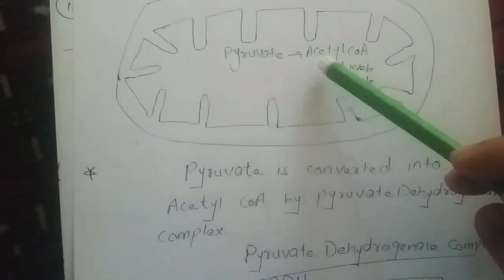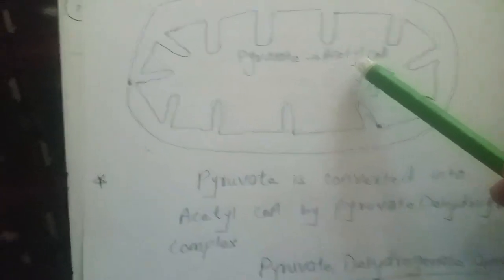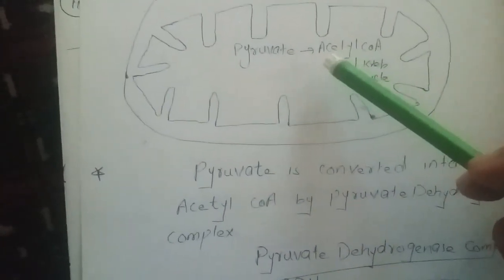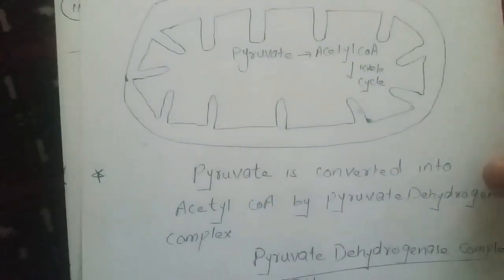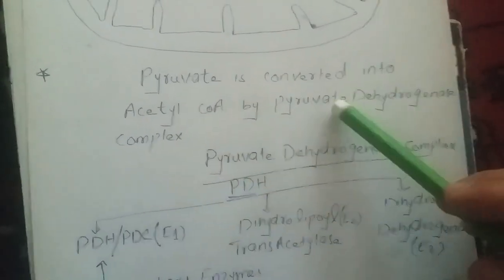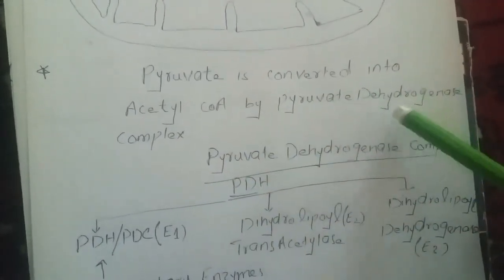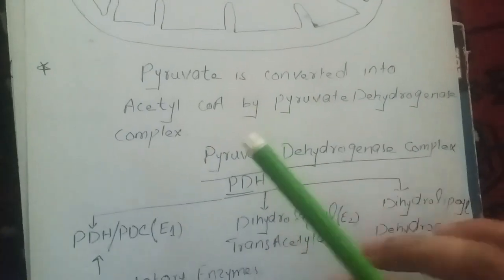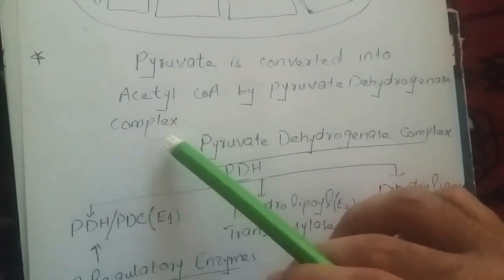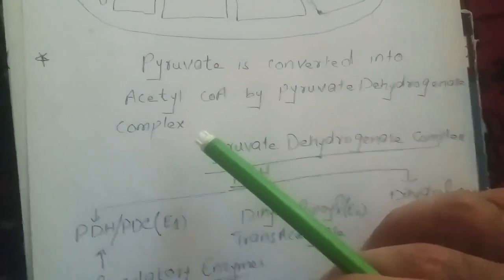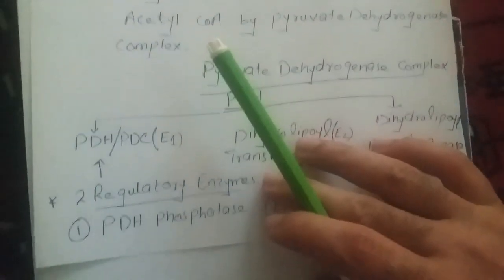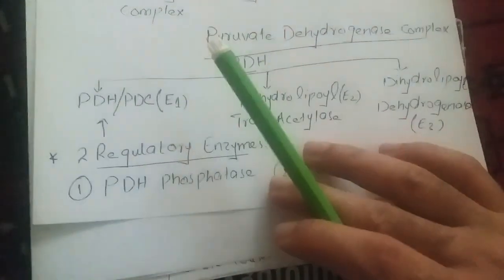The process by which pyruvate is converted into acetyl CoA is called oxidative decarboxylation of pyruvate. Pyruvate is converted into acetyl CoA by the enzyme pyruvate dehydrogenase complex. As the name indicates, it is a complex, meaning it is a collection of many enzymes. It is not a single enzyme.